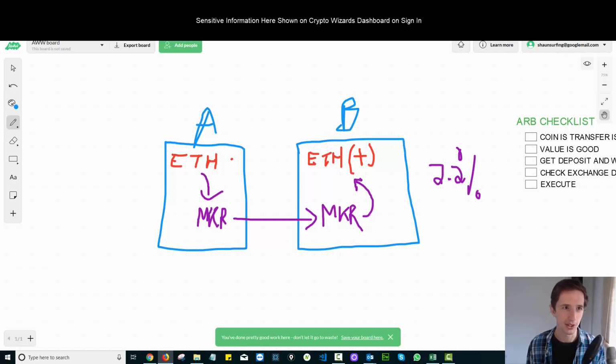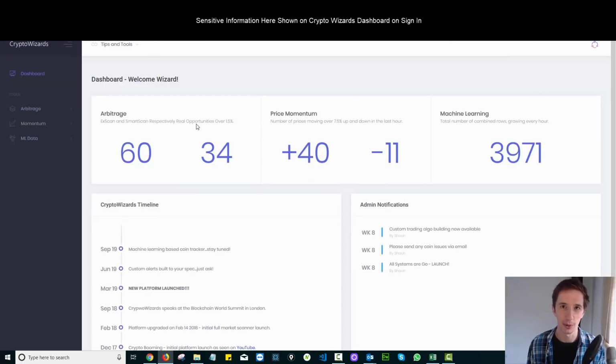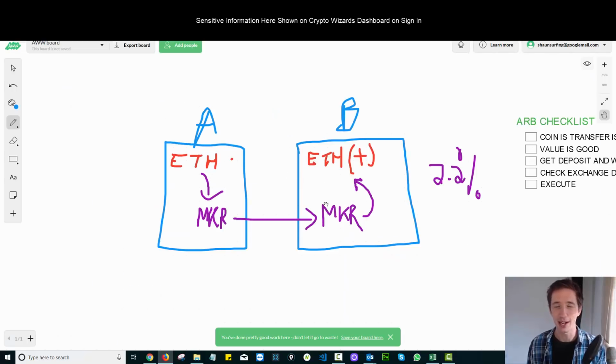So here with the Crypto Wizards platform, we actually hired a team of people who went through the exchanges and checked all of this. And I myself had to go through literally thousands of coins checking this. So this should really be done for you already, but you need to make sure, you need to check. This is on you. If you guys lose money doing arbitrage trading, you cannot come back to me and cry about it, which I know you won't.